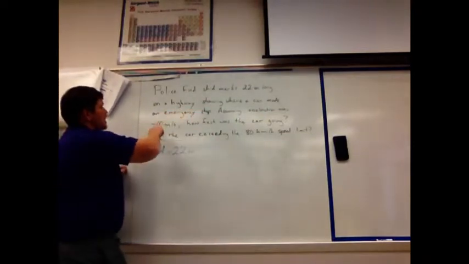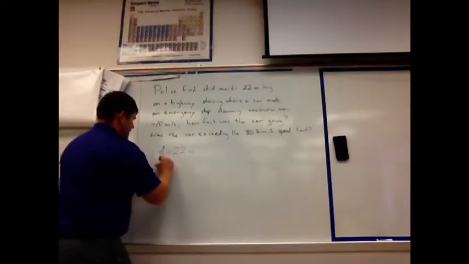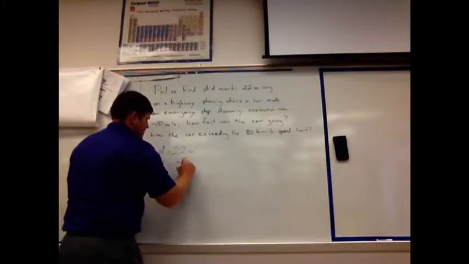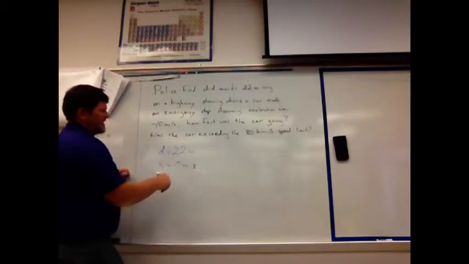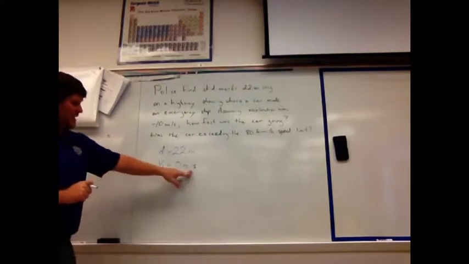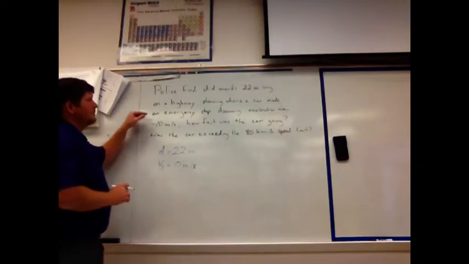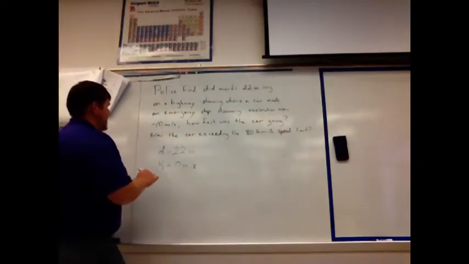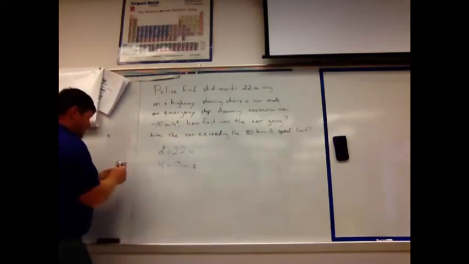On the highway showing where a car made an emergency stop, so it's stopping. So we know our final velocity equals 0 meters per second. We're going to stick with meters per second, that's kind of the standard, unless I get something that tells me to get out of meters per second. And since that's given in meters, let's stick with it. Assuming acceleration was 10 meters per second, that should be squared.